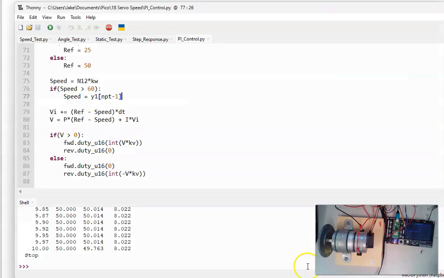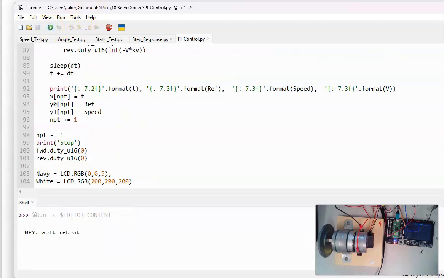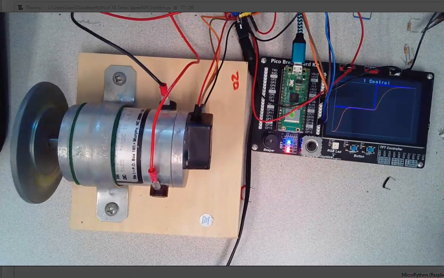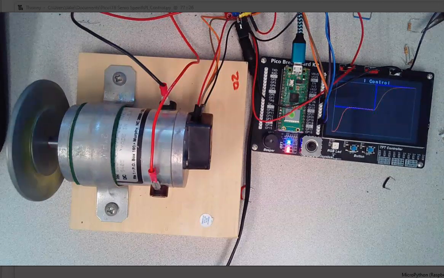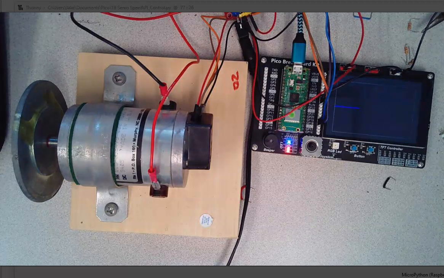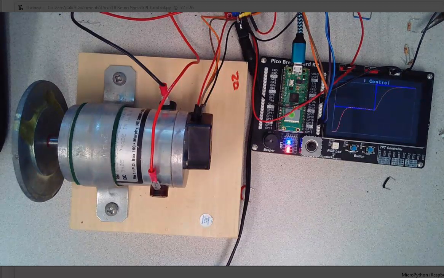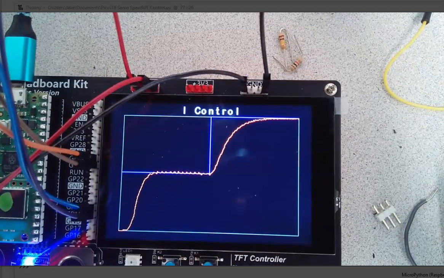So let's try it. We'll go over to Thonny, start this boy up. Initially my desired speed is 25 radians per second. Then it jumps up to 50. It records the data and then plots it. So there's my desired speed, actual speed. Zoom in on that. See a pretty clean step response. So that's my desired speed in blue, actual speed in red. That's kind of what I expect.